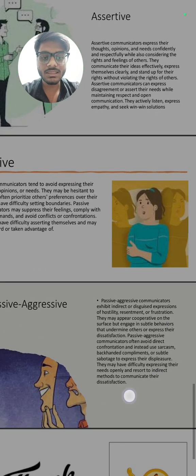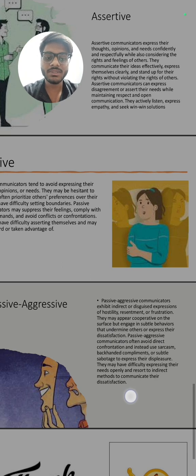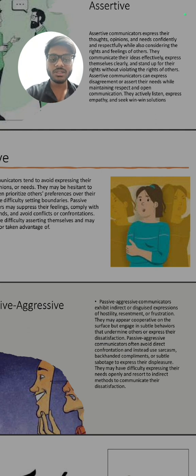Passive aggressive communicators exhibit indirect or disguised expression of hostility, resentment, or frustration. They may appear cooperative while undermining others or expressing their dissatisfaction. Passive aggressive communication often avoids direct confrontation and instead uses sarcasm, backhanded compliments, or subterfuge to express displeasure. They may have difficulty expressing their needs openly and resort to indirect methods to communicate their dissatisfaction.